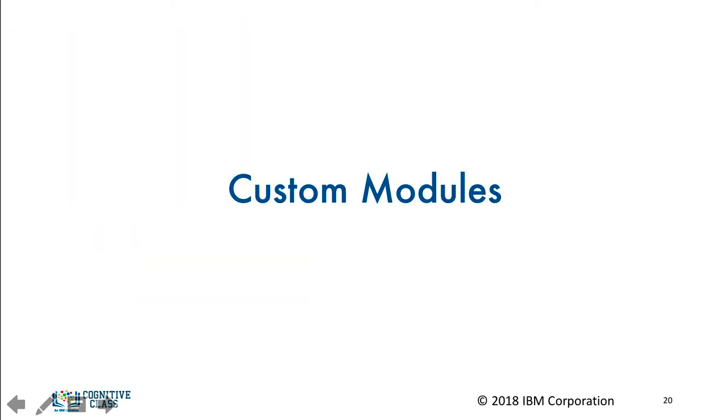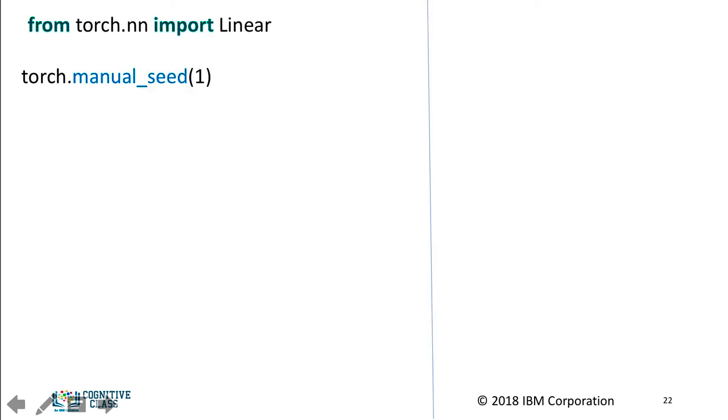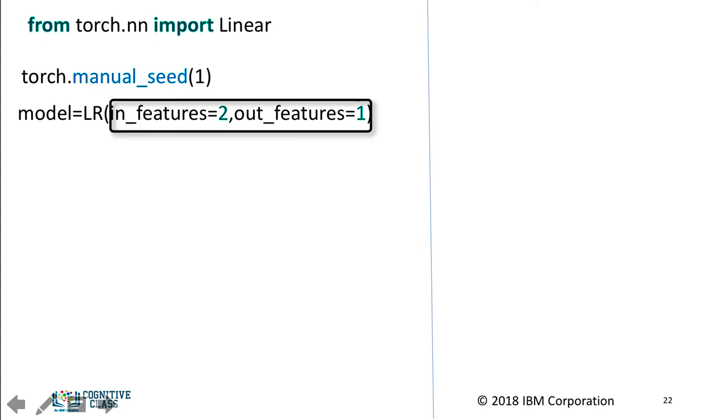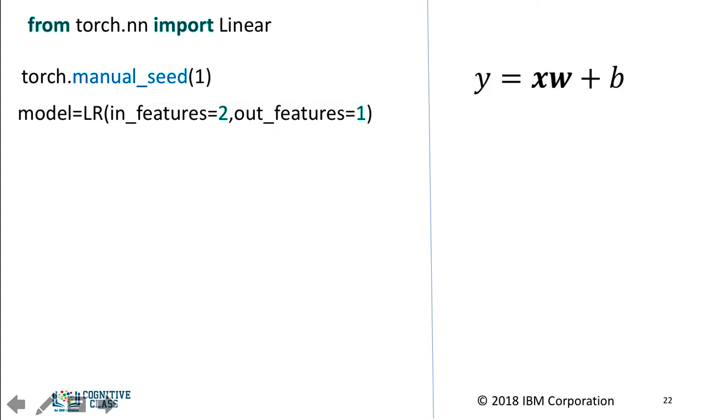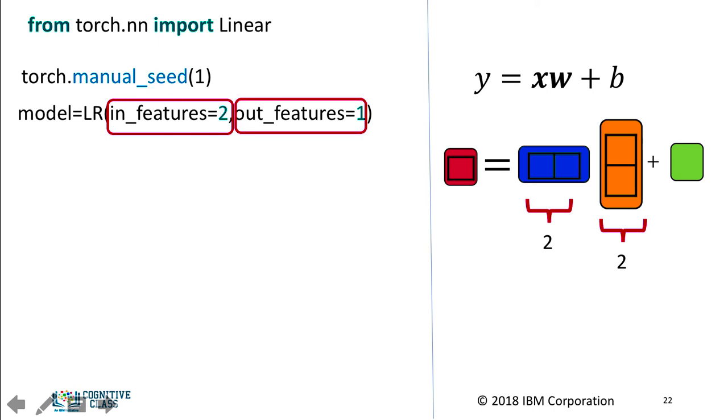Now let's discuss custom modules. Nothing has really changed in our linear regression class, except we'll vary these 2 parameters. We'll set the random seed. In this case, we'll create a linear regression object, but in this case, our input features will be 2, and our output features will be 1. This will produce the following equation. The shape will look like this, and 2 will be the number of parameters, and the tensor input size. The output will be 1, corresponding to 1 row for every input.